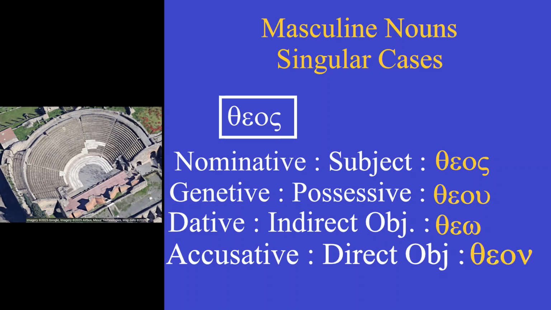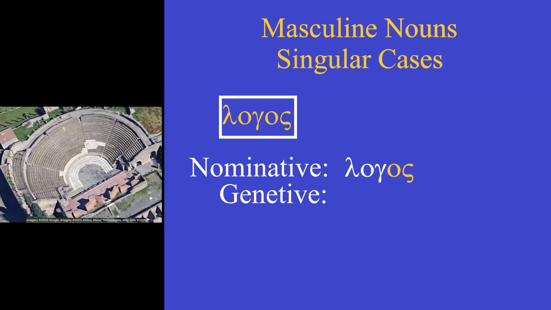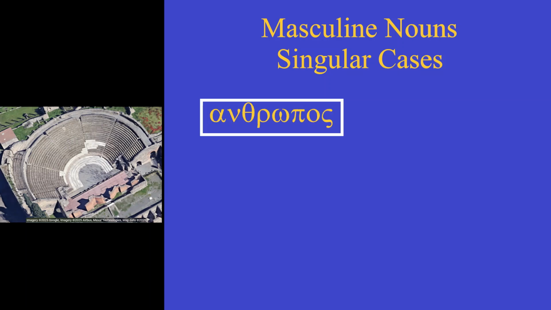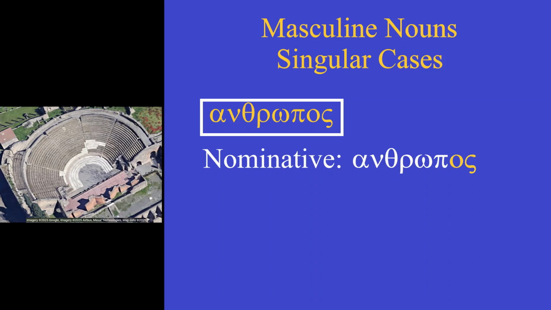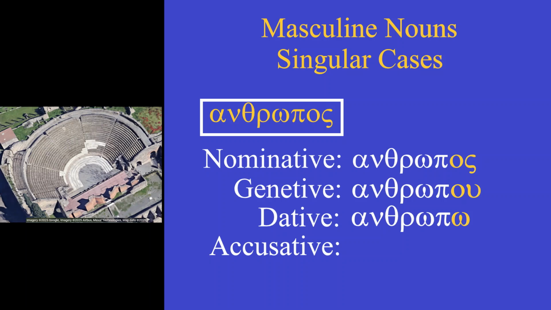And we will see it is the same for logos. Nominative case, logos. Genitive case, logou. Dative case, logo. Accusative case, logon. And here's anthropos: nominative, anthropos; genitive, anthropou; dative, anthropo; accusative, anthropon. And that's the masculine singular noun endings in Greek.